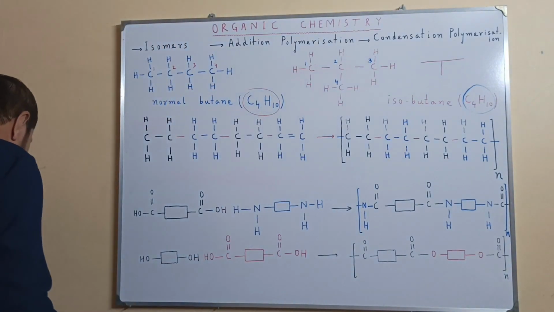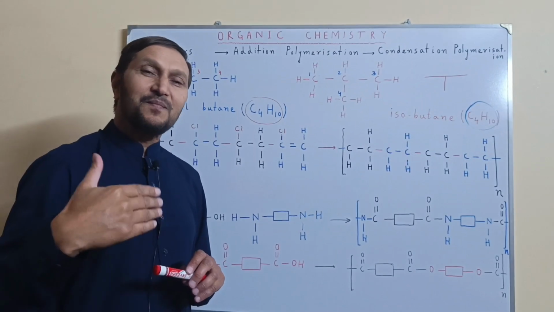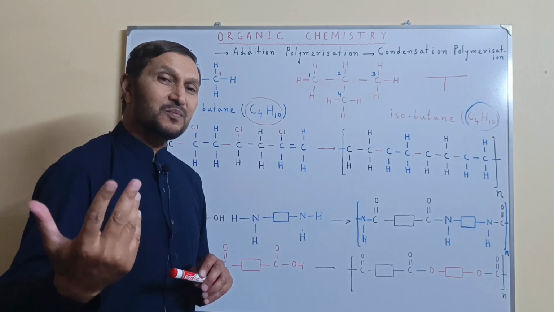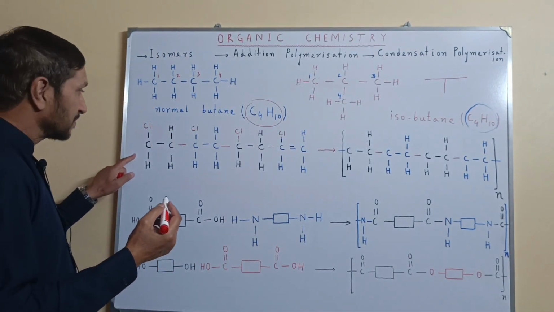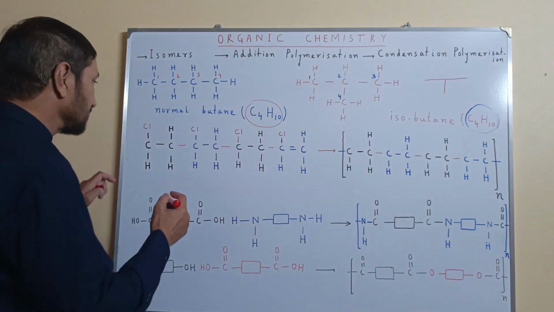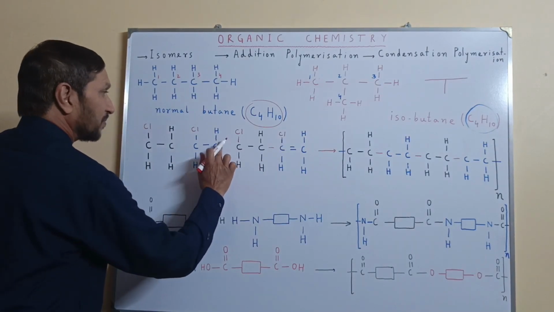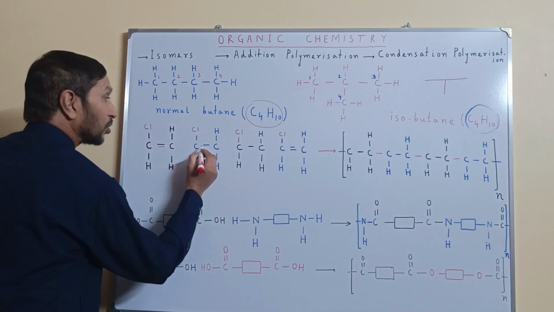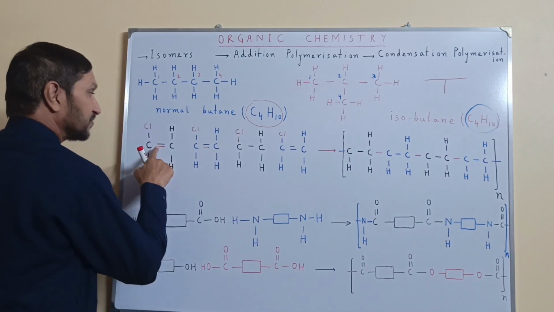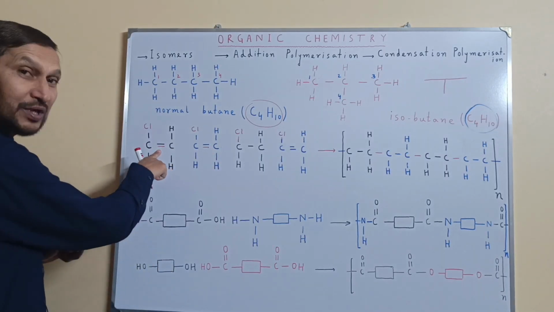Or let's take another example. Let's suppose this is not ethene. I am taking another example. Suppose I am using another monomer. This monomer is, suppose, chloroethene. This is one molecule of chloroethene.